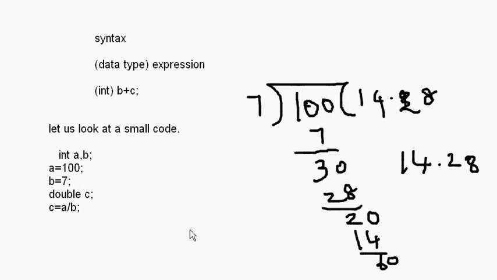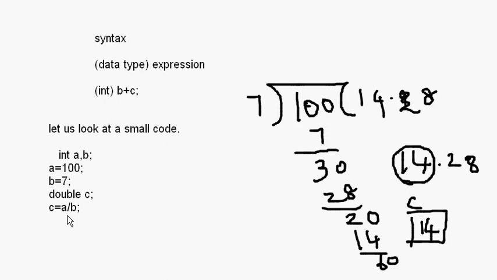But this expression a divided by b, both are integers, so it will not take this decimal part. It will store this 14 to the variable c. So c will get the value 14 only. So here the loss of this decimal is there. Now, if I want to store this whole thing into c, c is a double variable, so it can hold decimals, but since you are putting an integer expression which consists of both integers, it will not take this.